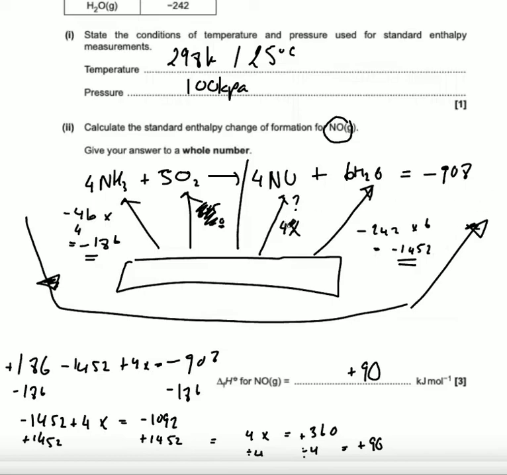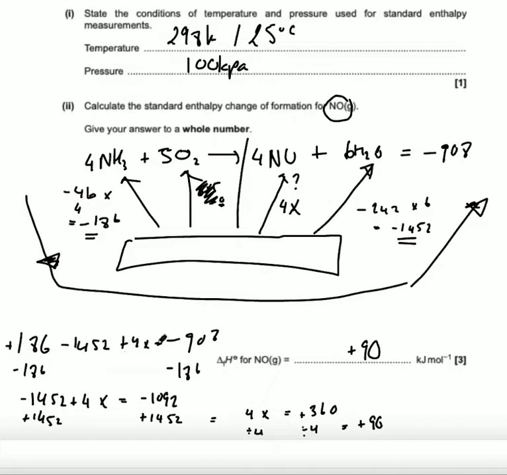I'm going with the arrows, so I keep the signs the same over here. So minus 142 remains as minus 142, I put it in there. And we've got plus 4x, because that's what we're trying to find out. So we plug it in, and that gives us minus 908. So this is my equation.